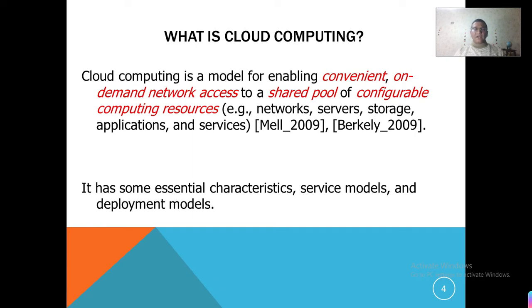If you look at the key terms in the definition of cloud computing, we can see that they are convenient, on demand, and sharing resources. Cloud computing provides a framework so that any application can be rapidly provisioned and released with minimal effort. It also provides a high level of abstraction for computation and storage.